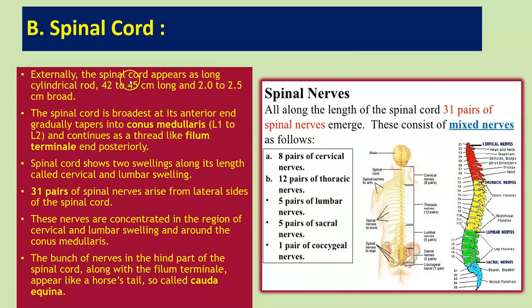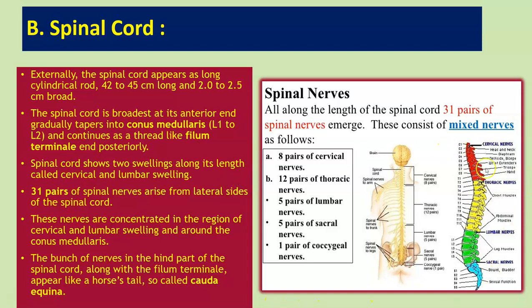Students, externally, the spinal cord appears as a long cylindrical rod, 42 to 45 centimeters long and 2.0 to 2.5 centimeters broad. The spinal cord is broadest at its anterior end and gradually tapers into the conus medullaris, that is L1 to L2, and continues as a thread-like filum terminale posteriorly.